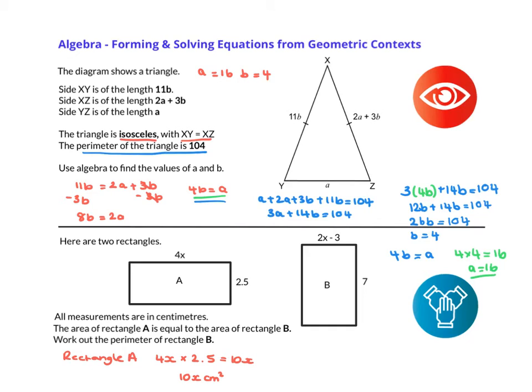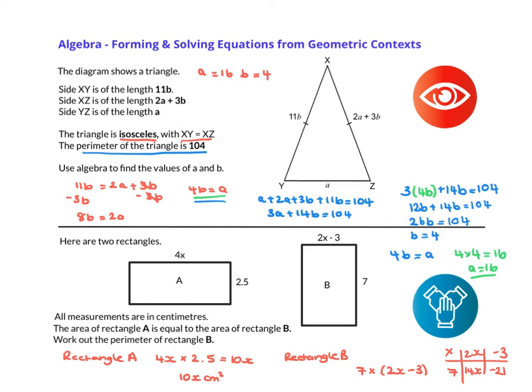For the rectangle on the right, rectangle B, I need to do 7 times by 2x take away 3. Now this is a single bracket that I need to expand. I'm going to use grid method. 7 goes down the side and 2x minus 3 goes at the top. 7 times 2 is 14, so 7 times 2x is 14x, and 7 times negative 3 is minus 21.